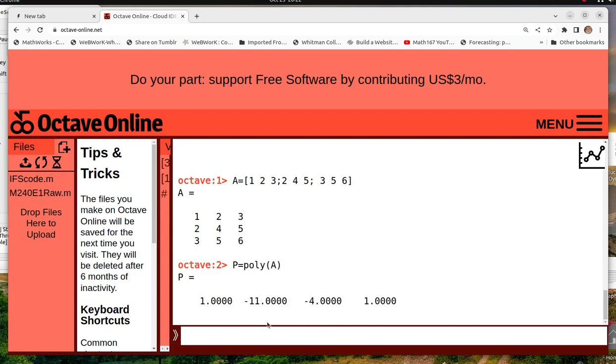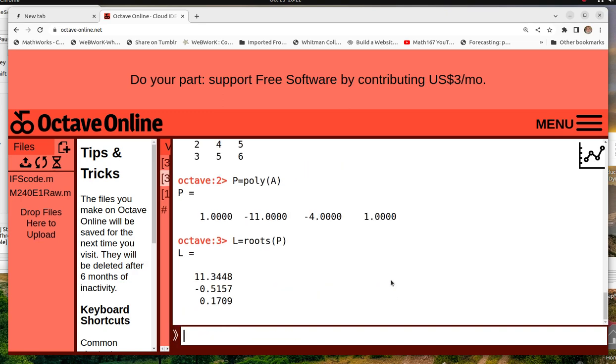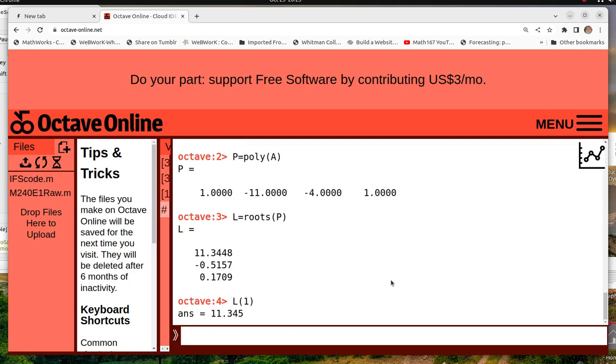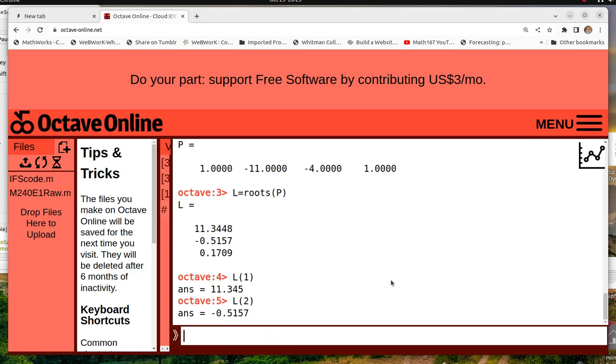The next command will be to find the roots of this polynomial. I'm going to label the roots as L. I guess I could have used R. Roots, and then the polynomial is p. Those are the roots, stored in the vector L. If I just want the first one, I could say L1, and that would give me the first value. Similarly, L2 would give me the second, and so on.